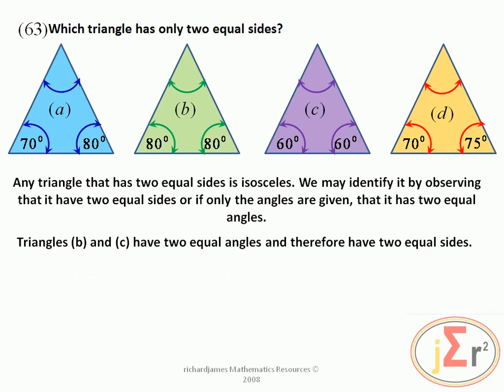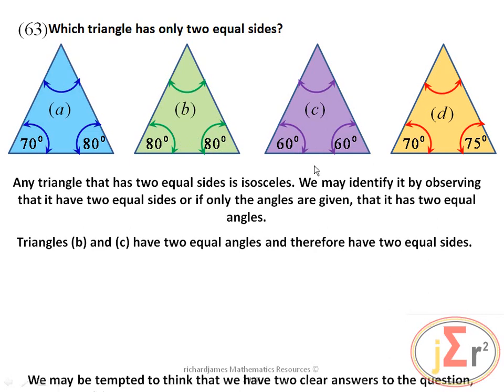Triangles B and C have two equal angles and therefore have two equal sides. So let us look at that. We have 80 degrees here, 80 degrees here. Therefore, this one has two equal sides. 60 degrees here, 60 degrees here. So this one has two equal sides.